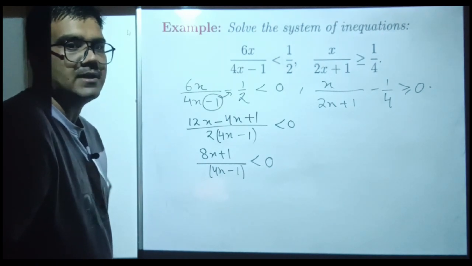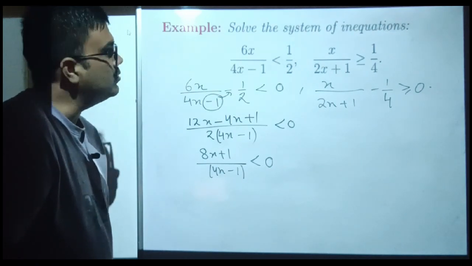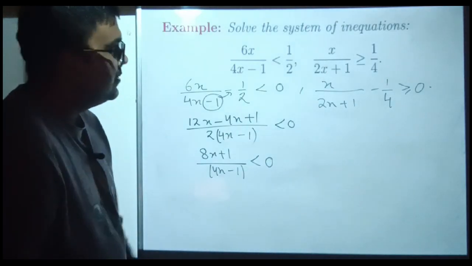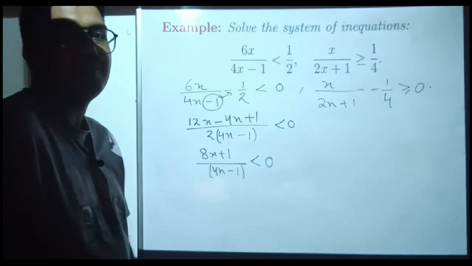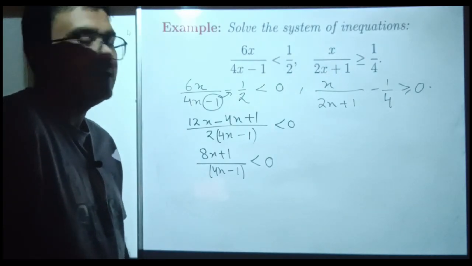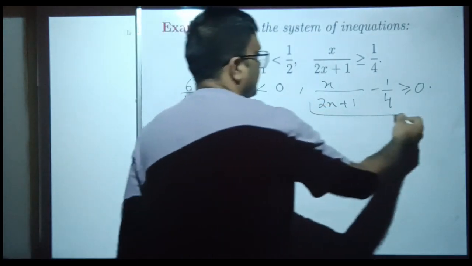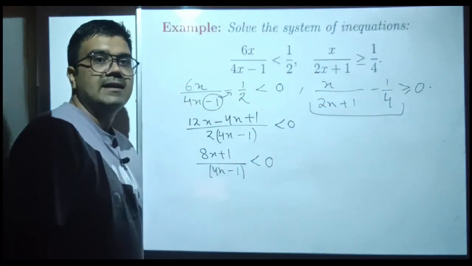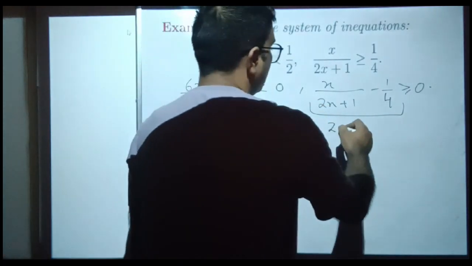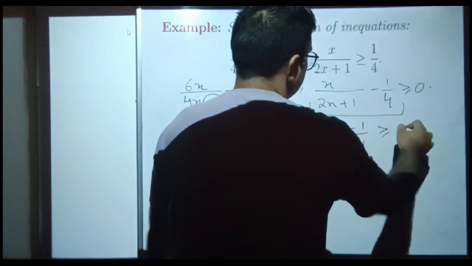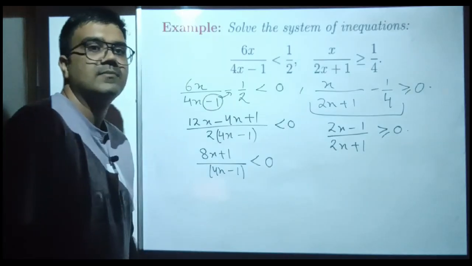Similarly, for the second part, when we are talking about x over 2x plus 1, we have shifted and written 1 by 4 on this side, and when you solve this value, the final answer you will obtain is 2x minus 1 over 2x plus 1 is greater than or equal to 0.